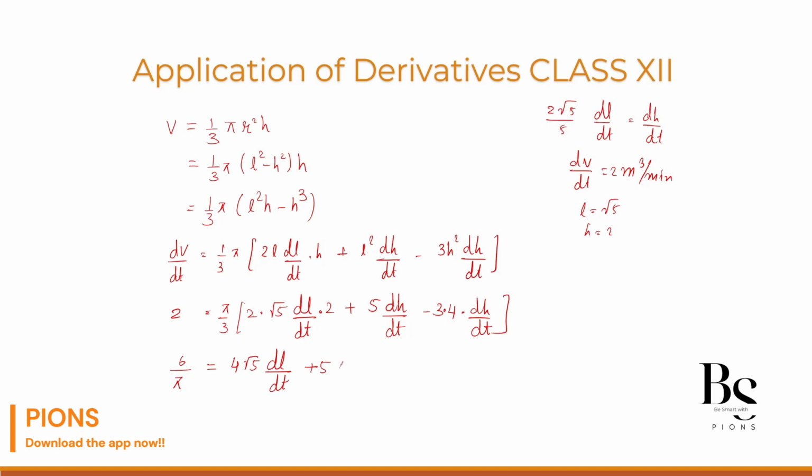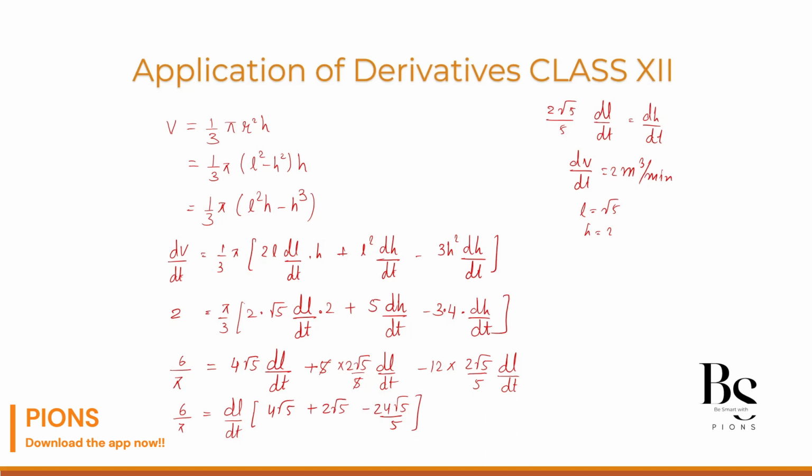Now look at the top right corner. dH by dt is 2 root 5 upon 5 dl by dt, minus 12 dH by dt, which is 2 root 5 upon 5 dl by dt. Correct? Now let's take dl by dt common out. So we are left with 6 by pi equals dl by dt here, and in the bracket we are left with 4 root 5. 5 and 5 cancel. Plus 2 root 5 and minus 24 root 5 upon 5.